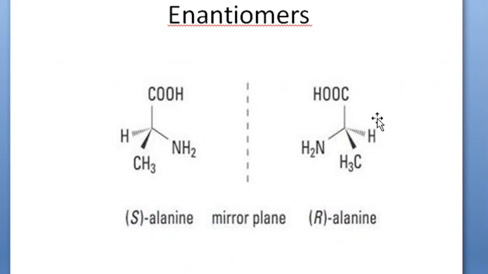Similarly, you can even represent that in the wedge formula. So in the case of wedge, how can you represent that? Have a look. This is a mirror image of this one. And this is S-alanine and this is R-alanine. So S and R are mirror images, and S and R are said to be enantiomers. The S and R isomers of a molecule are called enantiomers.